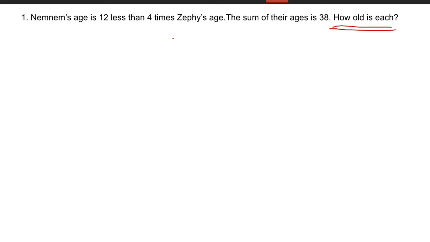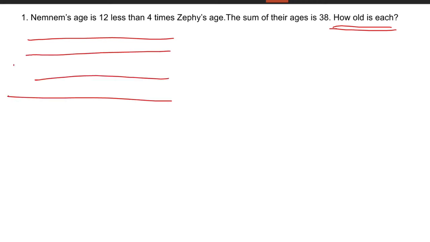Whenever I do problem solving, I always make use of the table. So this is a very powerful tool, the table, wherein we can write any statements that can help us solve the problem. So here we have Nemnem and then Zephy. And then we will be looking for their corresponding ages. Now we have here Nemnem's age is 12 less than 4 times Zephy's age.